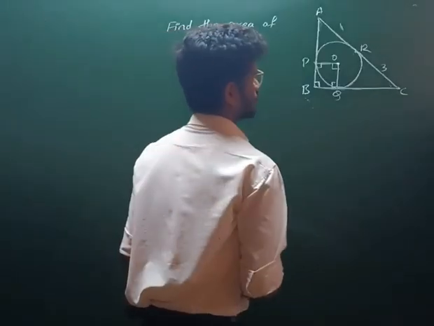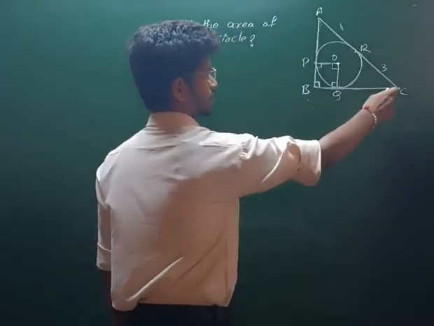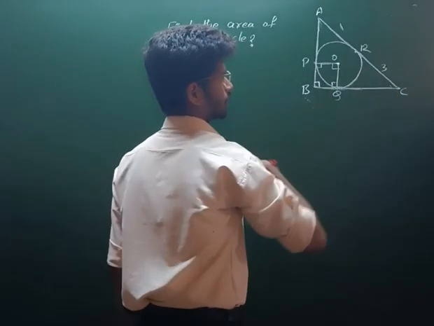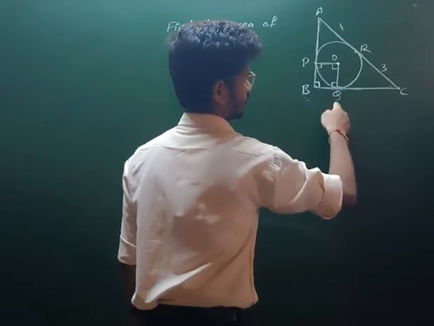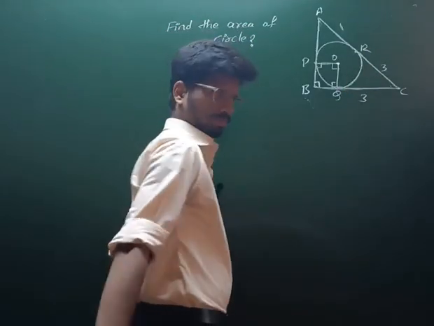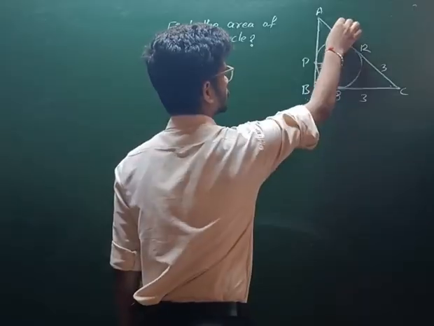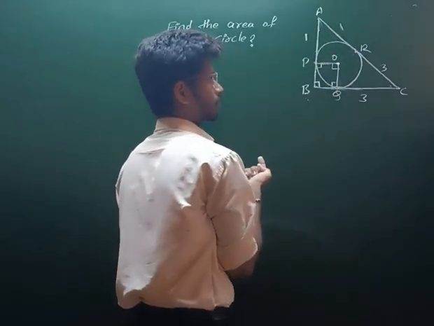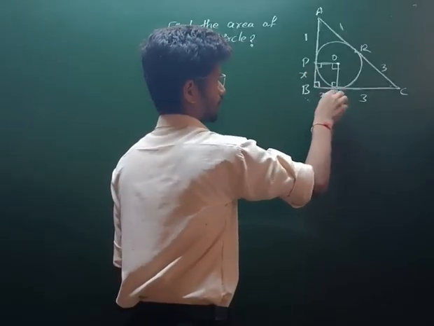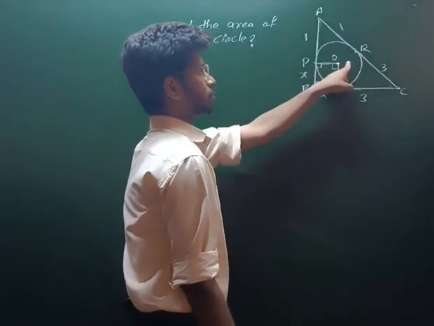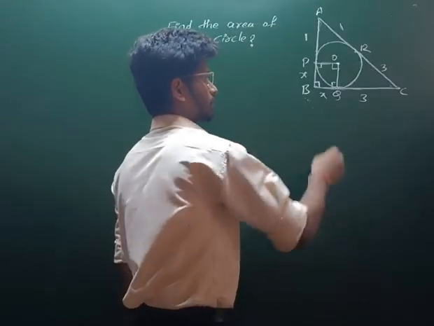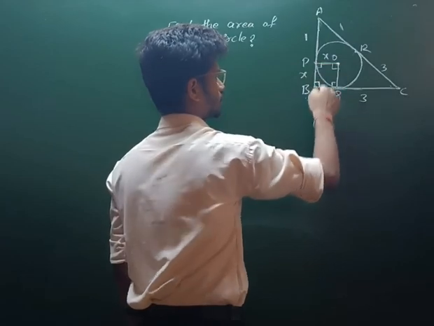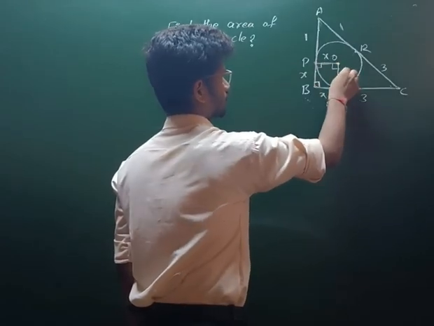Now we know one thing, the theorem 10.2: from an external point, if you draw two tangents, their lengths will be equal. Then CR will be equal to CQ, and if this is 1, this will also be 1. If we don't know PB, let's suppose it is X, then this will also be X. Just now we proved that OPBQ is a square, so the opposite sides will also be equal, and all the sides will be equal. If it is X, this will also be X.